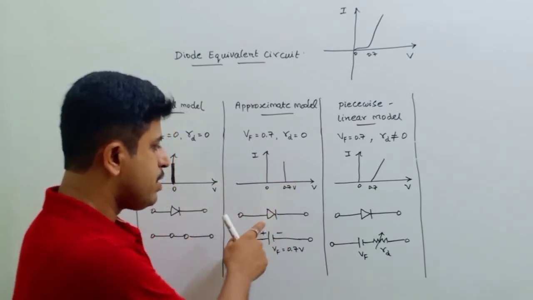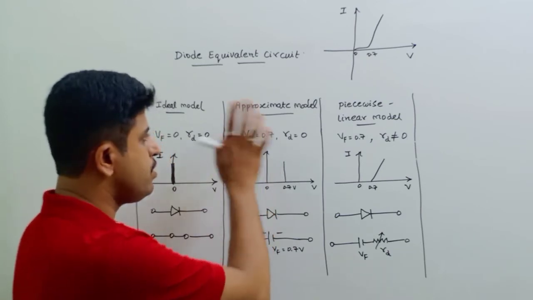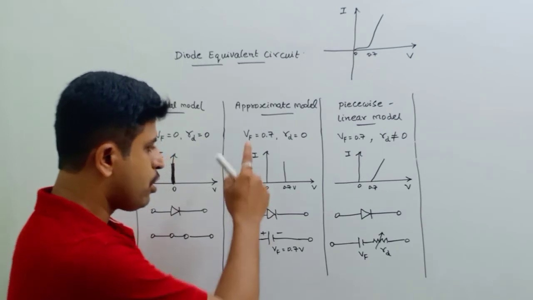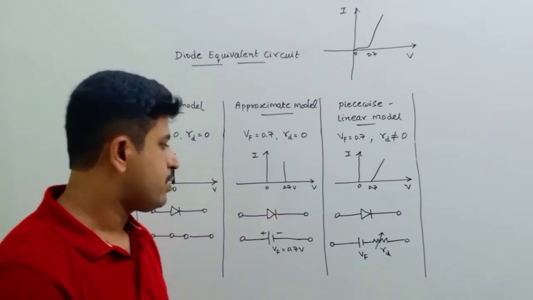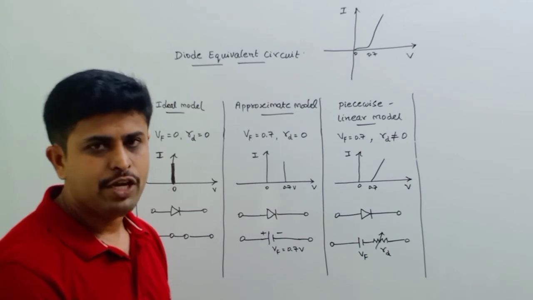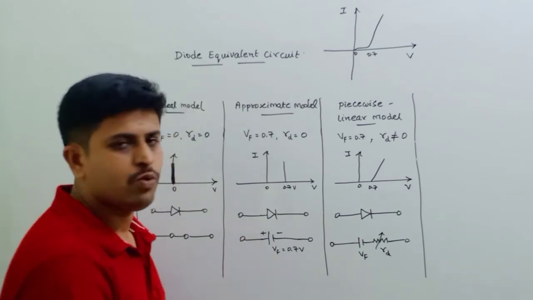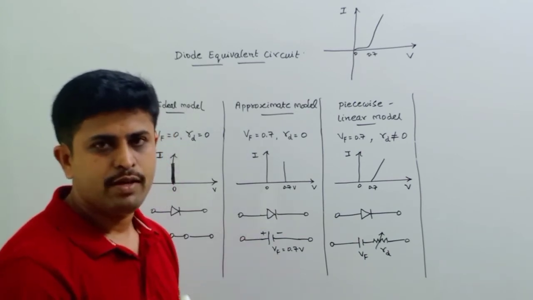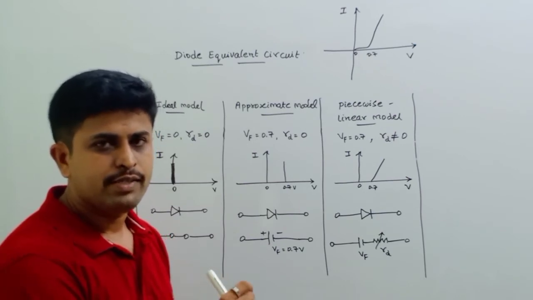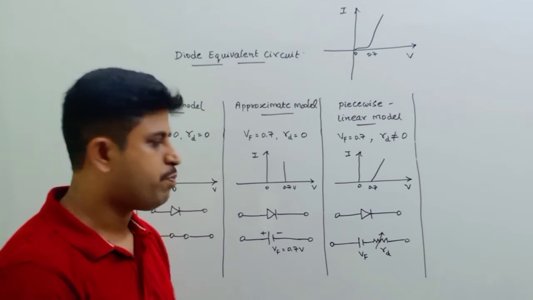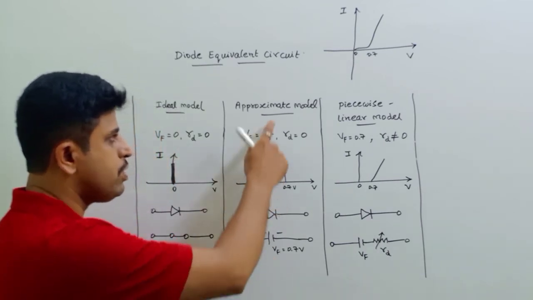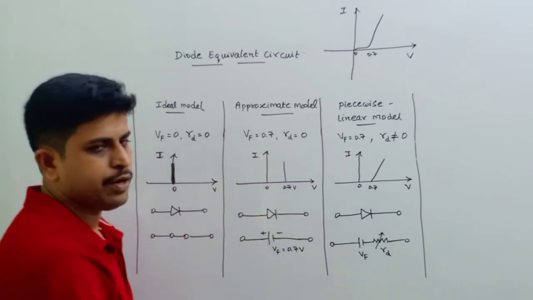So let us represent the diode with the equivalent circuit using this approximate model. So according to this, the diode can be replaced by a battery of 0.7 volts, which will make a drop of 0.7 volts, which is acting as a forward voltage drop of the diode. So this is the equivalent circuit for the approximate model of the diode.